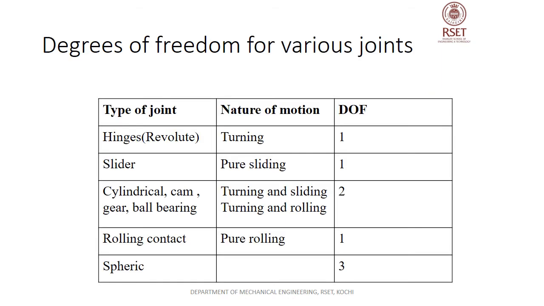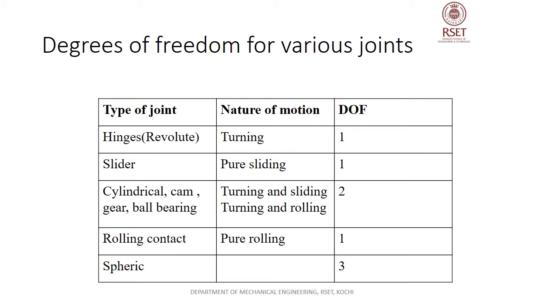And these are some of the types of joints or kinematic pairs you may find in a planar or a spatial mechanism, in most mechanisms. And these are the degrees of freedom and the nature of motion. If a hinge is present in a mechanism, then for a planar motion case it will have only 1 degree of freedom, 1 rotation is possible for that hinge. And that nature of motion is considered a turning motion.